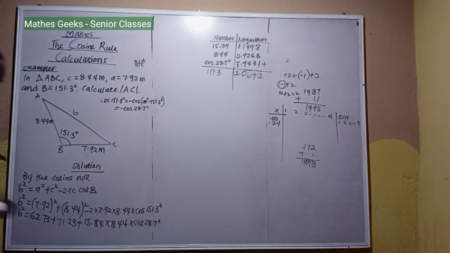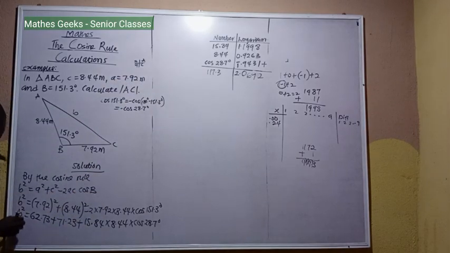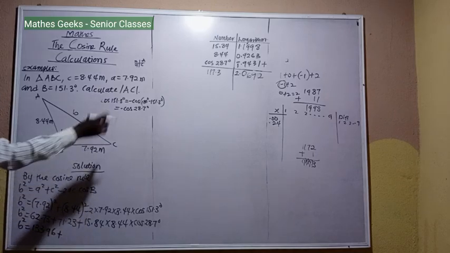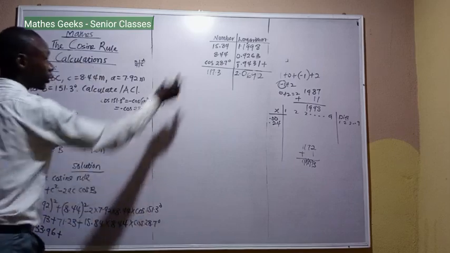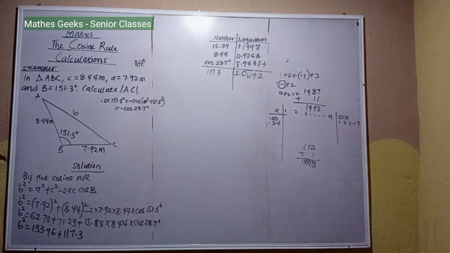So this answer, we bring it here. And like I said earlier, you can use your calculator instead of using the logarithm table to evaluate this, just as an alternative. So b squared equals 62.73 plus 71.23, which is 133.96. 133.96 plus, we carried this here, 117.3.